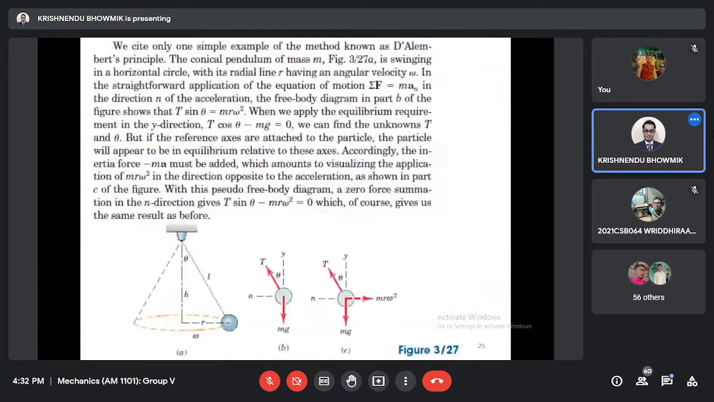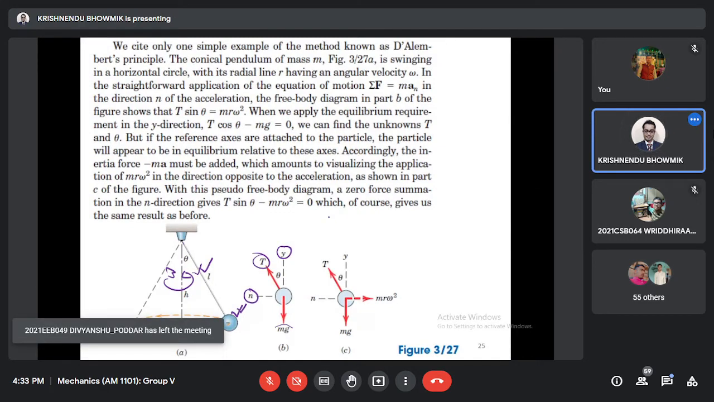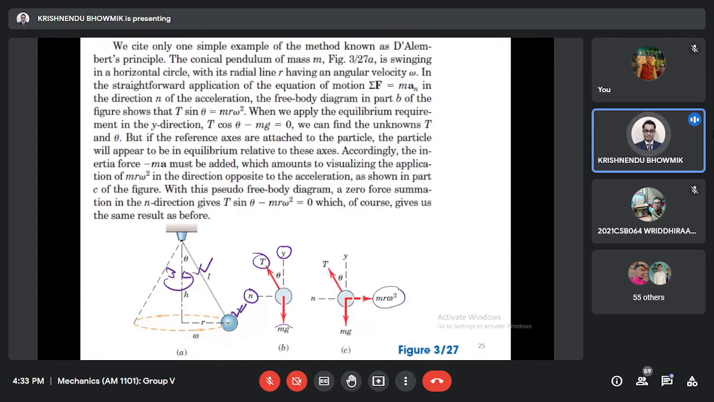Now say there is one string with some mass, and it is rotating with some rotational speed omega. At any instant, we can have n normal and some y direction. This is the tension of the cable, this is the weight of the mass, and then of course some centrifugal force will act in the outward direction.